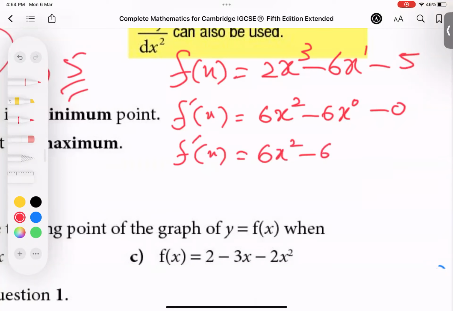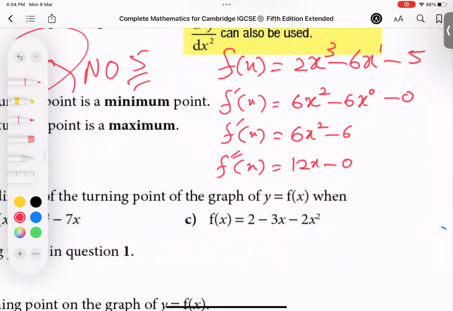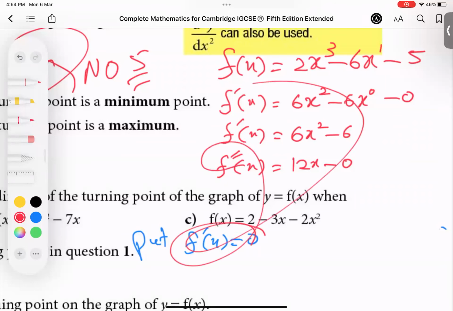And what to do onwards? F double dash, the second derivative. 2 comes down, I get 12x, and the constant derivative becomes 0. So Alhamdulillah Rabbil Alameen, I think you got it. Now for the stationary points, what I will do is put f dash of x equal to 0. When I plug in 0 here, sorry, here, or this step is better. Okay, so I get what?